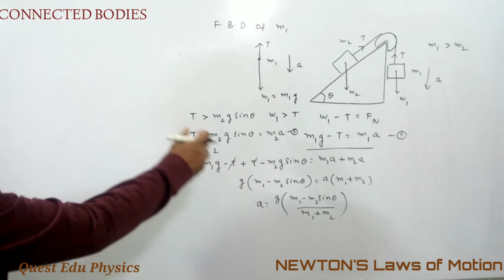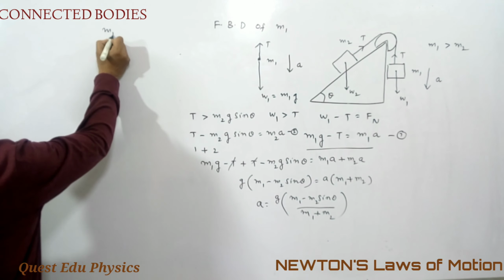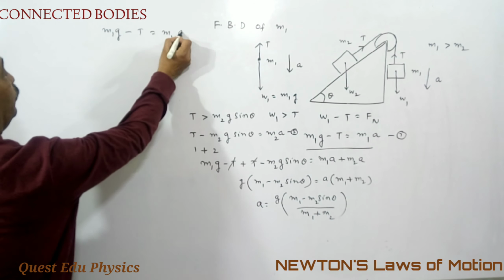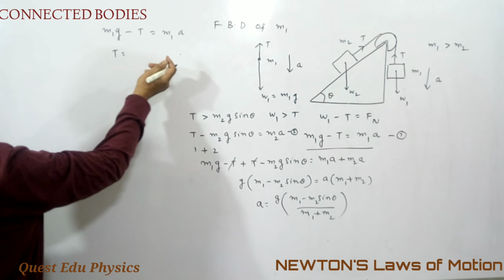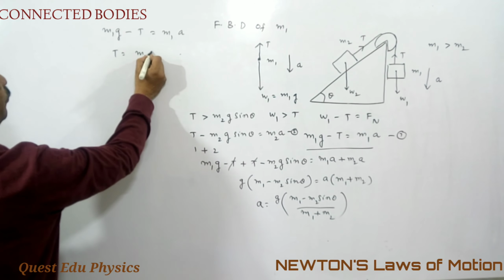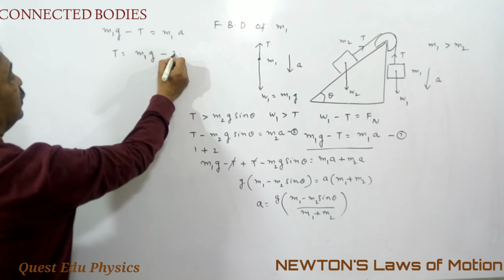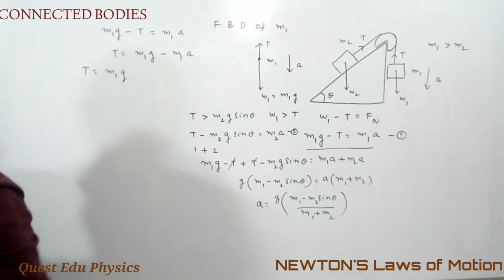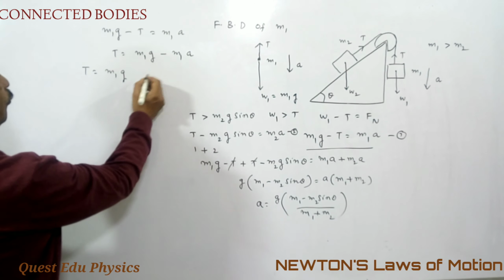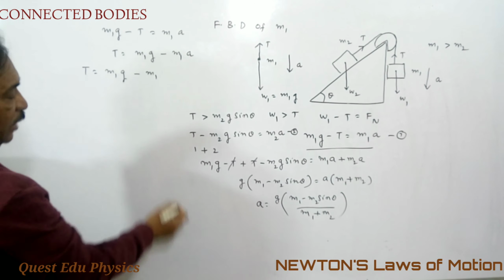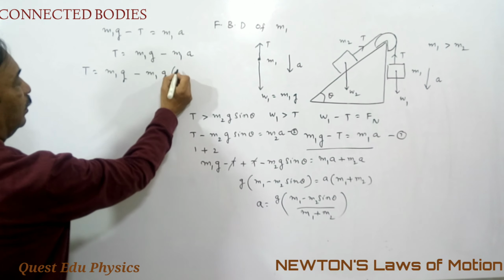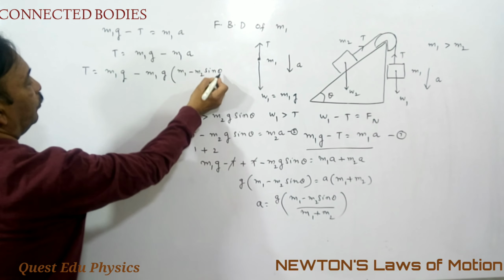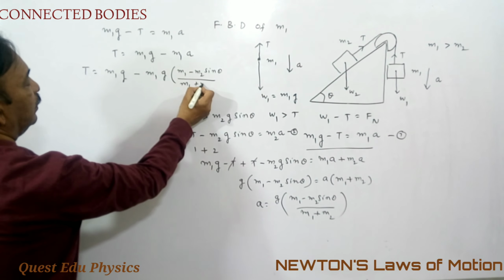how we get M1G minus T is equal to M1A. Okay? And T, what do we get? M1G minus M1A. That is T is equal to M1G minus M1 times A, we got G of M1 minus M2 sin theta upon M1 plus M2.